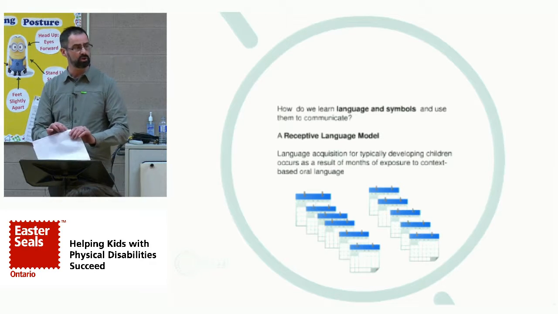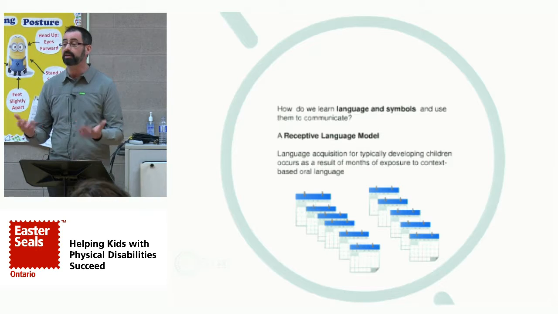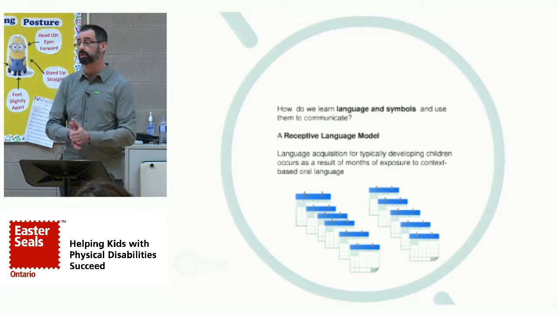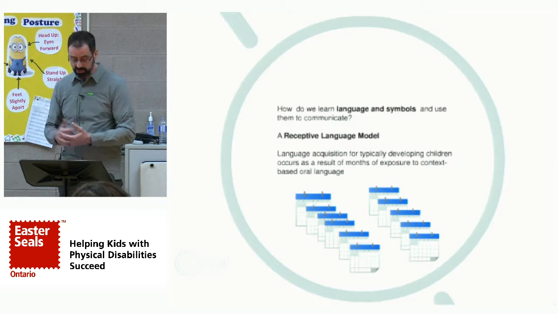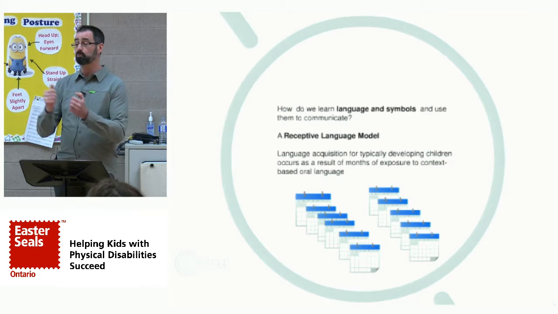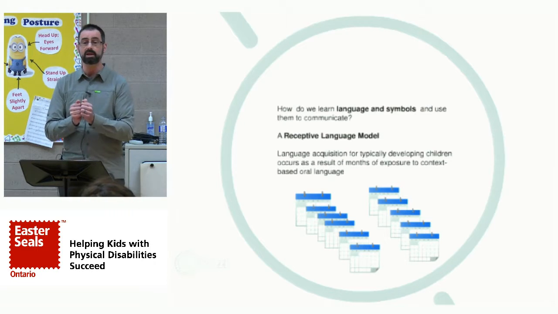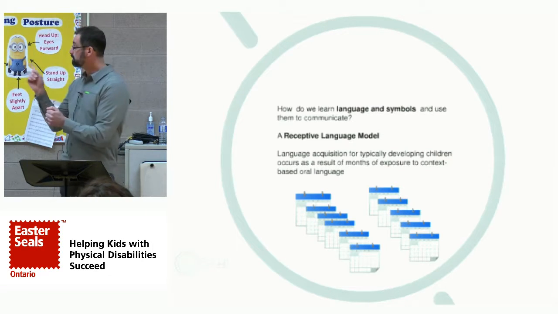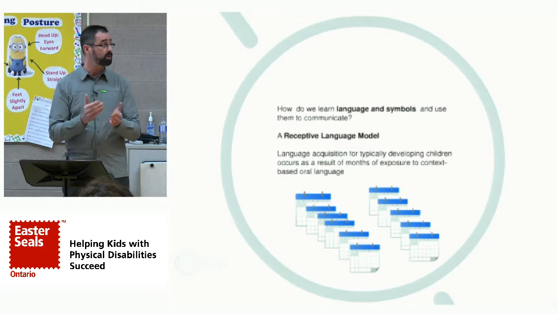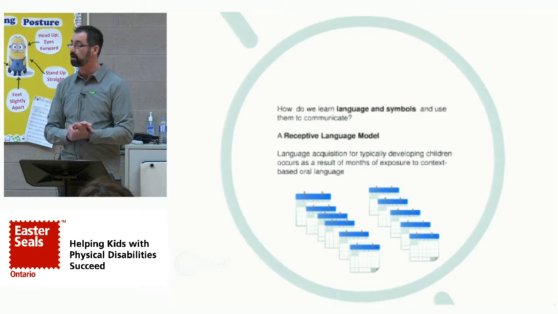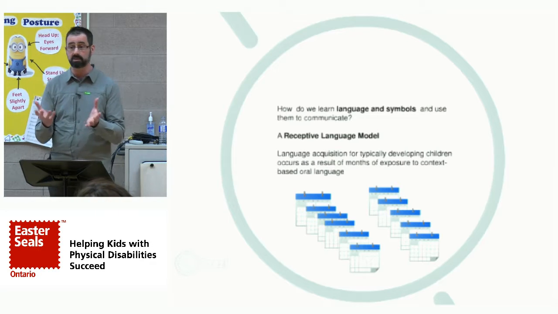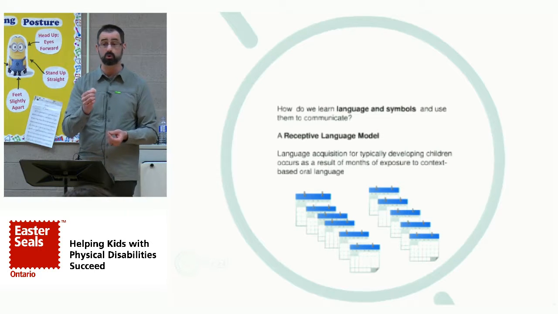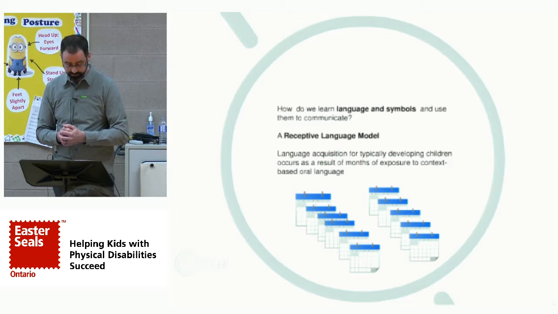And so the big question is, how do we learn language and symbols in general? So we're looking at typically developing children as well as children with special needs. And we were talking briefly over lunch. There is really one universal way by which we acquire language, and that is the receptive language model. And we know that's true across languages, across cultures, and even across species, the species that we know use language. You need to have comprehension of language or a symbol before you can use it.